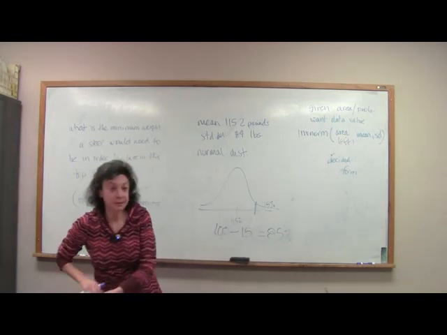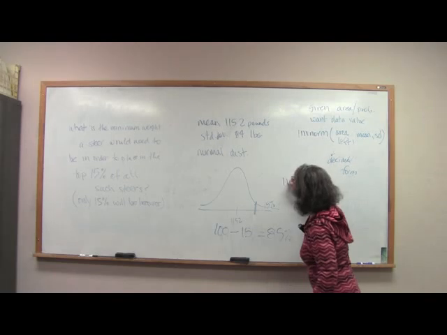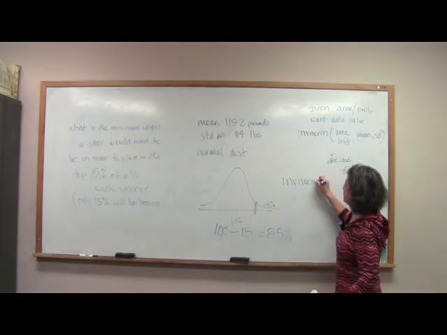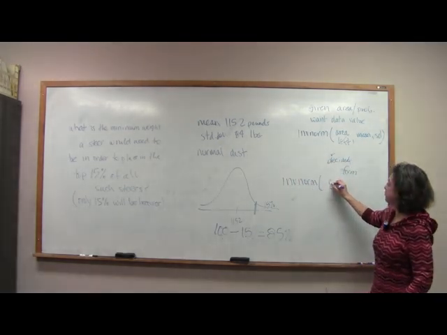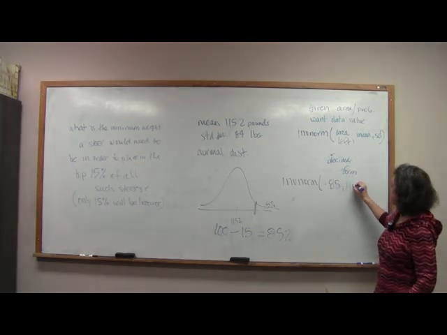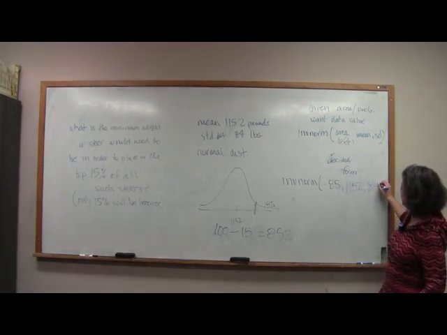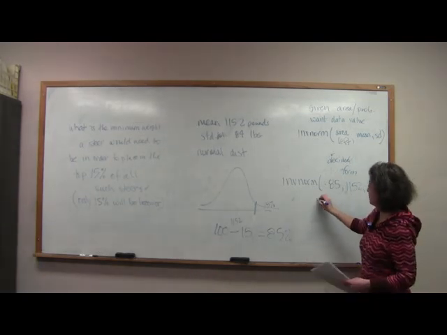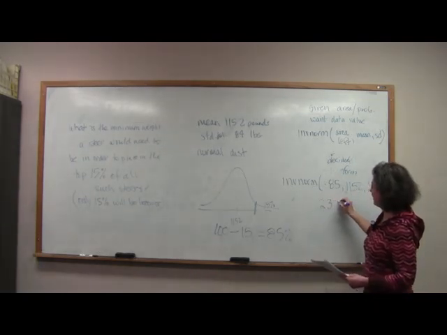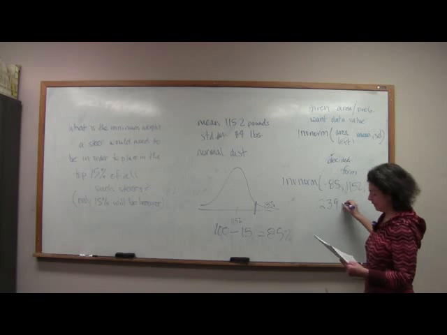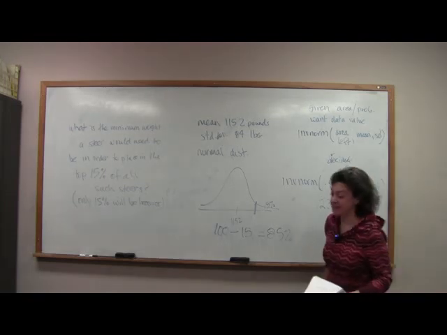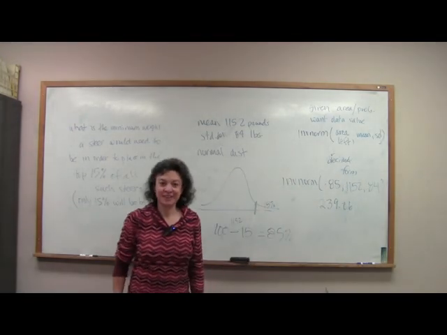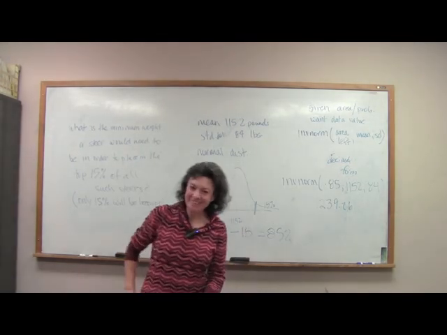So what we would compute here is inverse norm, and you'll see it right below your normal CDF. 0.85, 1,152, and 84. And it turns out that the minimum weight would be 1,239.600 pounds. 600 really matters.